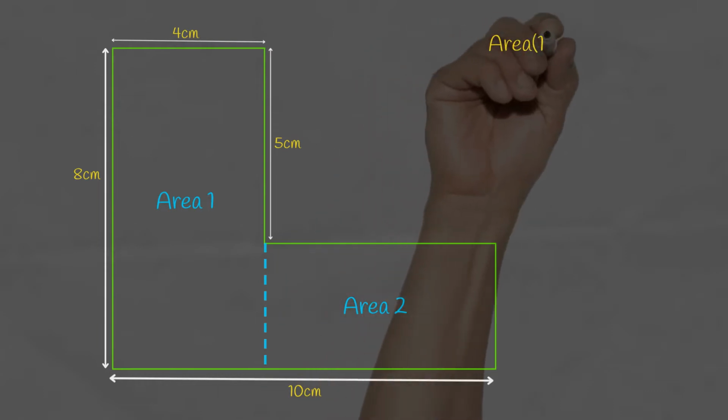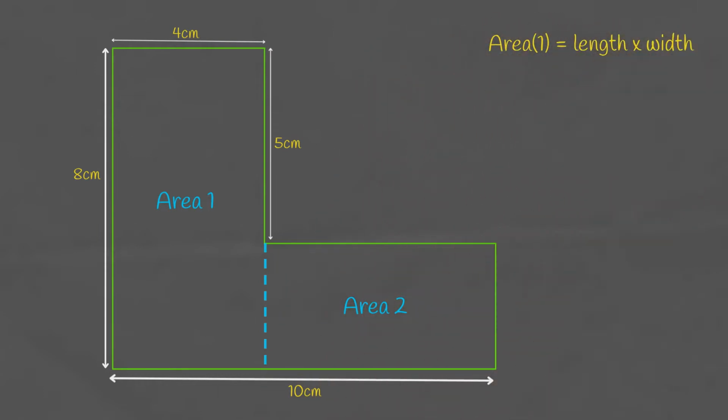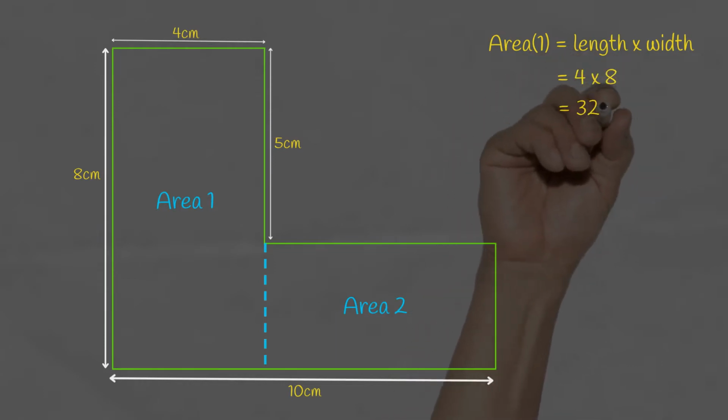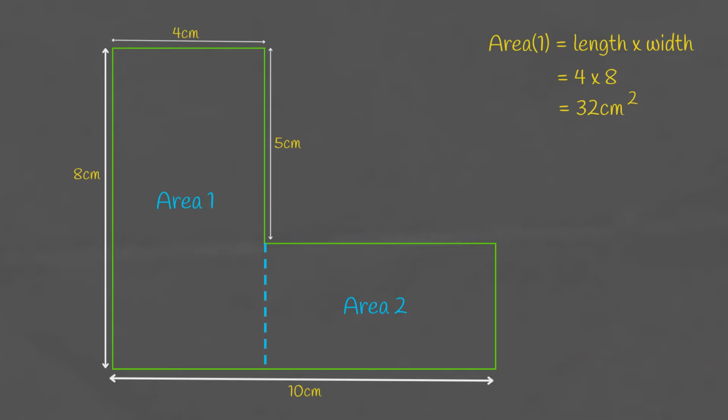Well, working out Area 1 is quite straightforward because we already have the length and the width. So if we multiply 4 by 8, we get our answer, which is 32 centimetres squared. Working out Area 2 is a little more complicated because we don't yet have the length or the width, so we have to work those values out first.